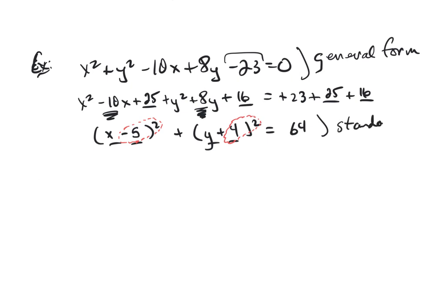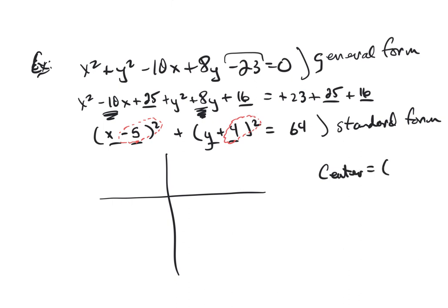We have our parentheses squared, and so now we are in standard form, which means we should be able to figure out where the center is. We should be able to figure out what the radius is and draw an okay picture. Okay, so the center, the opposite of negative 5 is positive 5. For the y, the opposite of positive 4 is negative 4. And for the radius, that's always going to be the square root of the number on the right-hand side. So the square root of 64 in this case would give us 8.